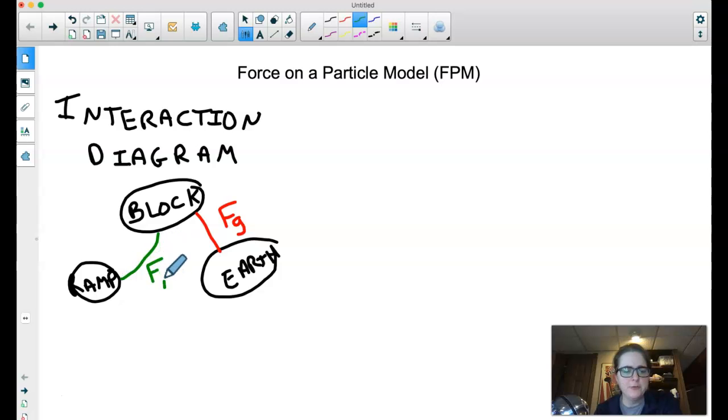There will for sure be a normal force interaction between the block and the ramp. That's where those atoms are compressing each other. And then I'm going to go ahead and say this is a rough ramp, so it's got a nice rough surface, and there's some force of friction.